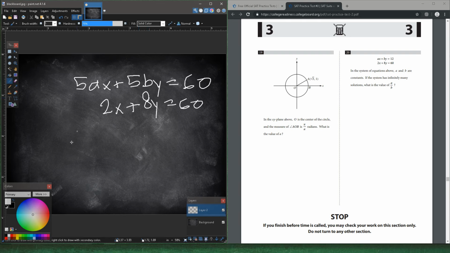So 5a is equal to 2, so a is equal to 2 over 5. 5b is equal to 8, so b is equal to 8 divided by 5. So that's true. I messed up and I thought that was a 5, so it looks bad because of that. So what's a divided by b? So 2 over 5 divided by 8 over 5 is just 2 over 8. So that equals 1/4. So the answer is 1/4.